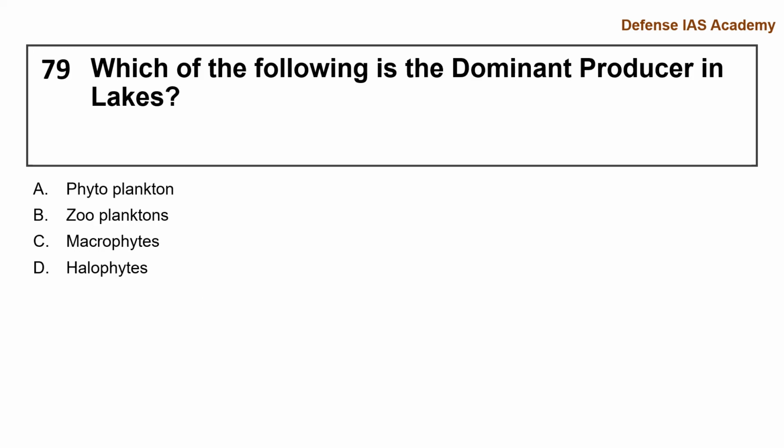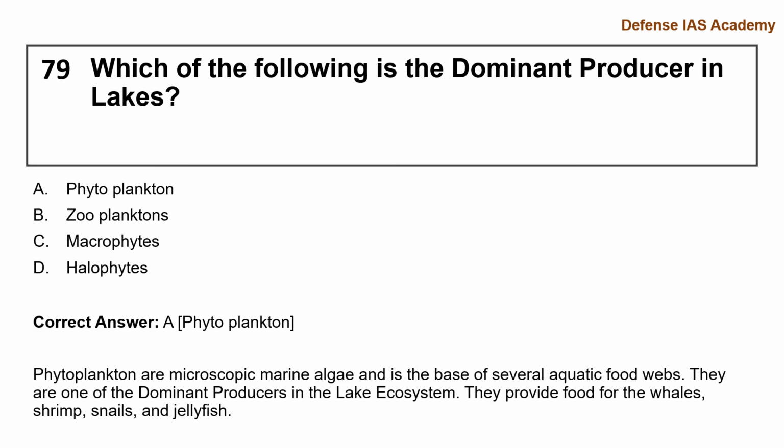Question 79. Which of the following is the dominant producer in lakes? The correct answer is option A, phytoplankton. Phytoplankton are microscopic marine algae and are the base of several aquatic food webs. They are one of the most dominant producers in the lake ecosystem. They provide food for the whales, the shrimps, the snails and jellyfish.